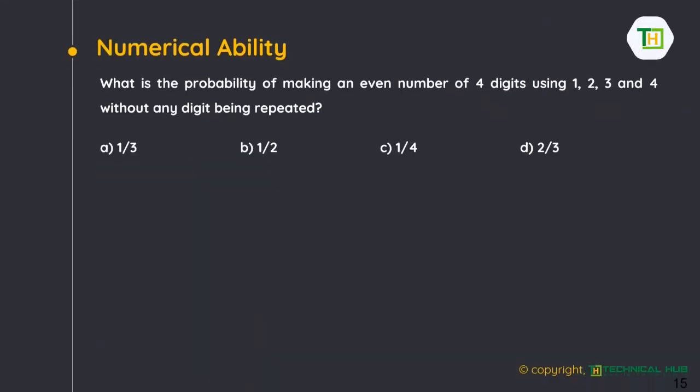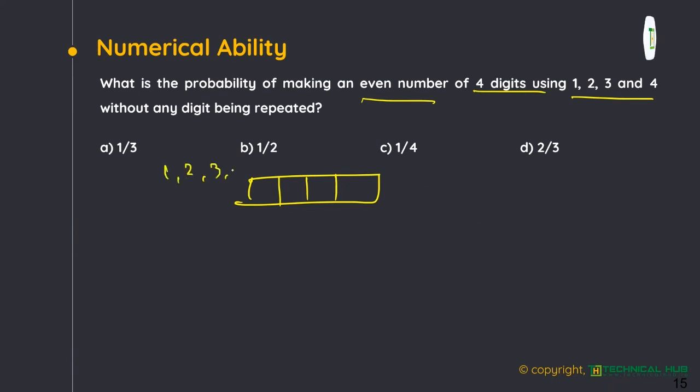Next one. What is the probability of making an even number of 4 digits using the numbers 1, 2, 3, 4? See here, total 4 numbers are there. Total 4 numbers and 4 digits and 4 places. 1, 2, 3, 4. So the denominator value becomes 4 factorial.